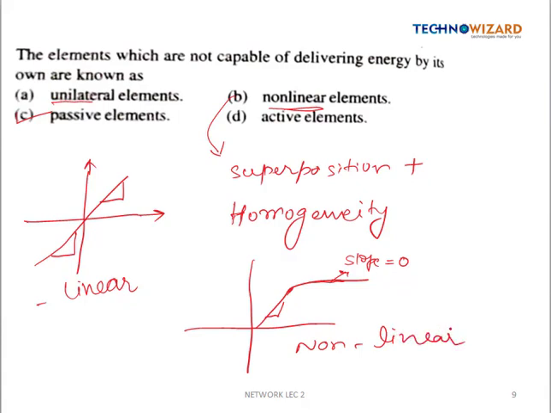Passive elements are those elements which don't deliver energy, and active elements are those which deliver energy or provide energy to the network. For example, any voltage source or current source, right? These will be called active elements. So, next question.